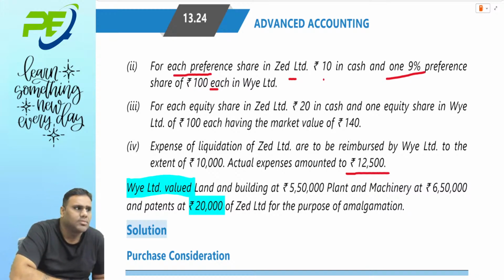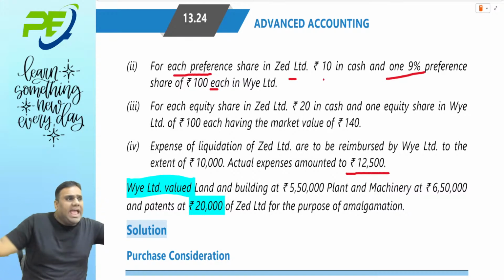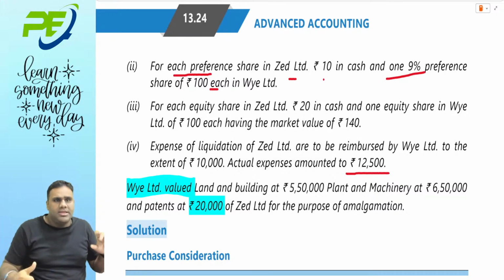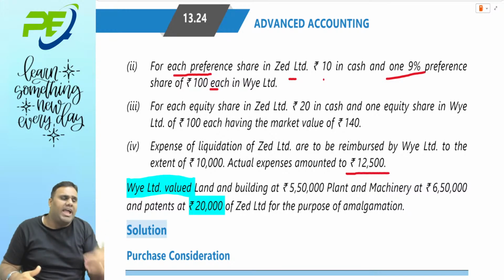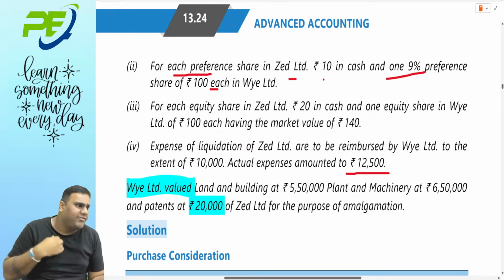Y Limited to cash 10,000. Then cash to Y Limited 10,000. Realization to cash 2,500. Very good. So to the extent of 10,000, we have paid and they are reimbursing. Yes. So journal entry: Y Limited to cash and cash to Y Limited. And next, for 2,500 we are bearing.